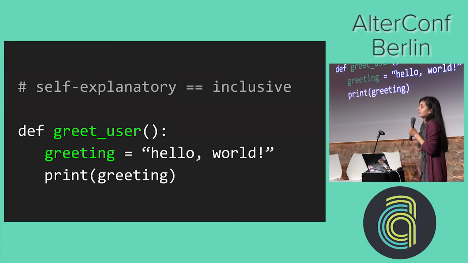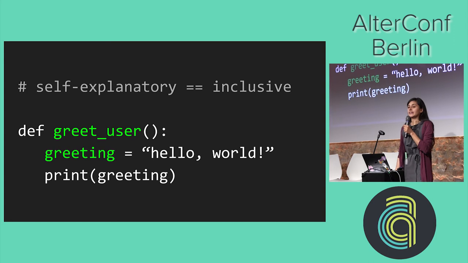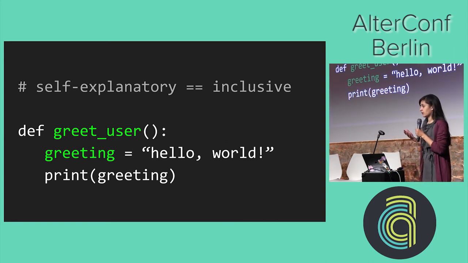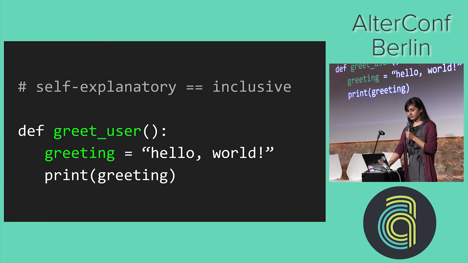Well, the code one is pretty simple to fix. Just use names that actually describe the things that they're talking about. If I have a string called hello world and I want that to be a greeting, and this function is supposed to greet the user, I can call it greet user instead of foo. I can call the variable greeting instead of bar. These are self-explanatory names. That means they're more inclusive. They're not making assumptions about the background of people approaching this source code.